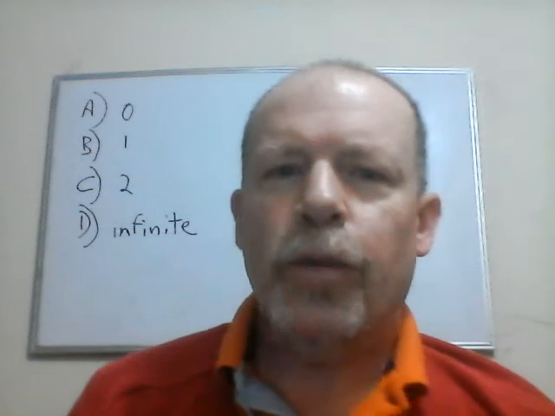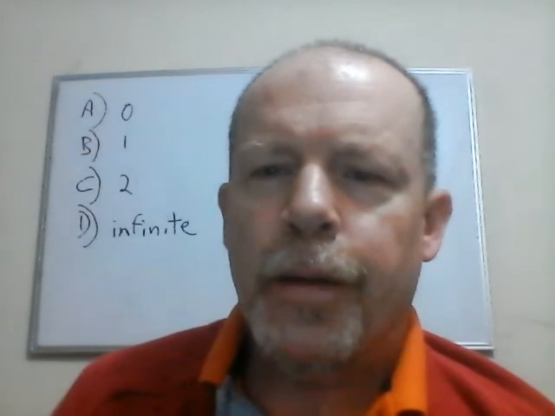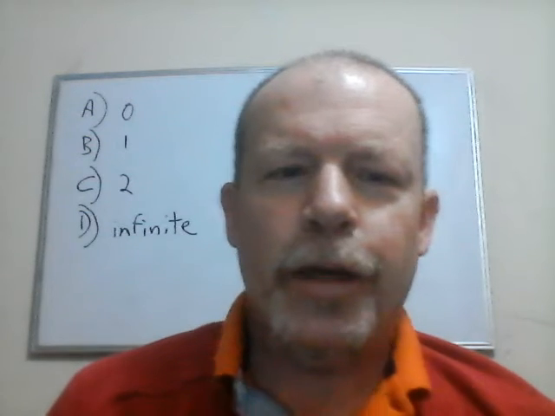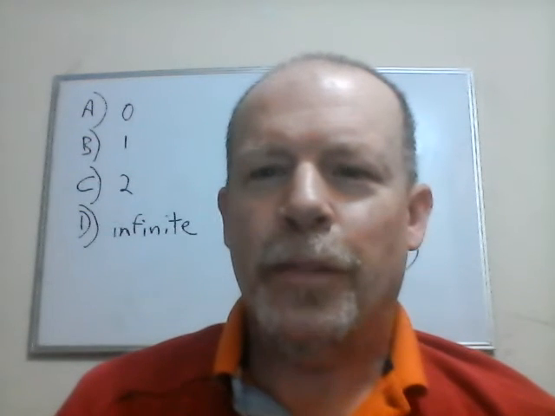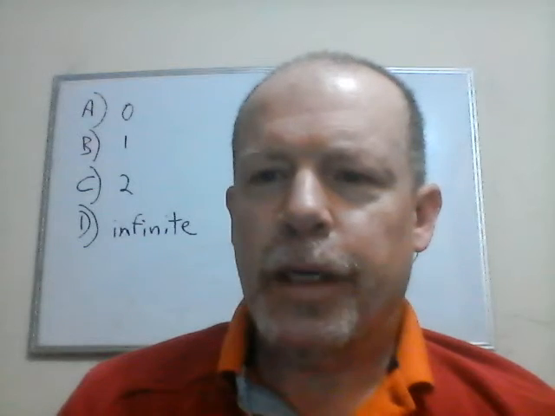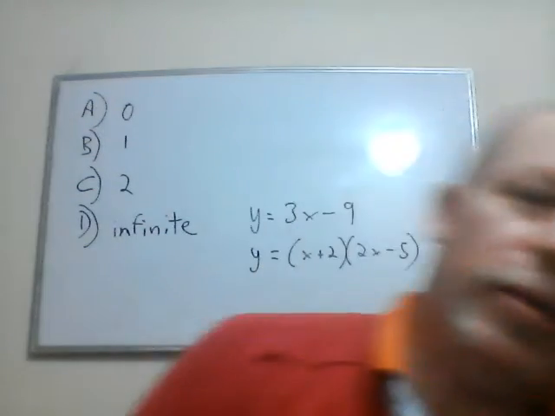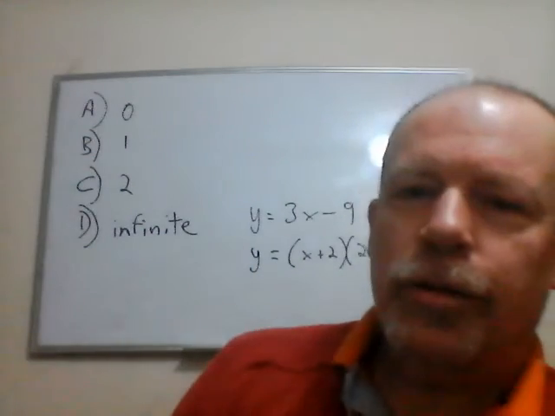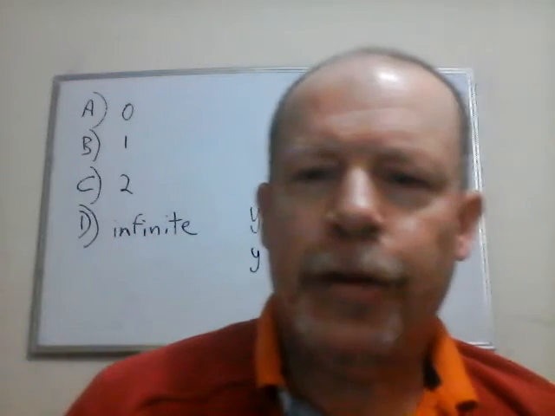SAT English workbook, page 469. Problem 1, no calculator, and I would not know how to use a calculator in this problem. It says, how many ordered pairs, that's an x and a y, satisfy the system of equations shown above? And you get these two equations. Answers are 0, 1, 2, and infinitely many.